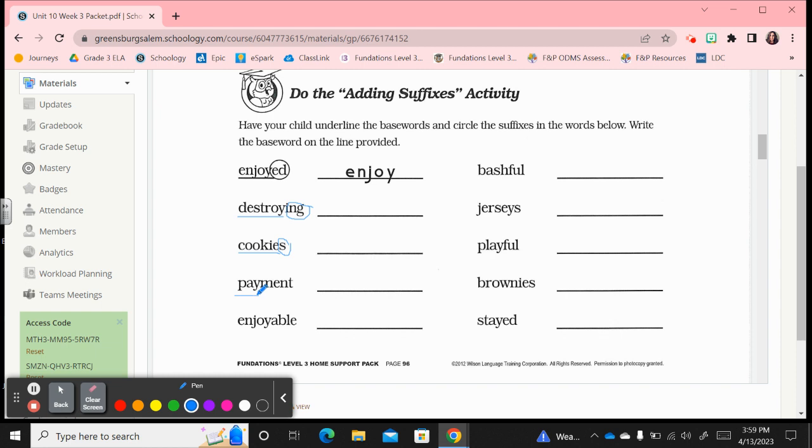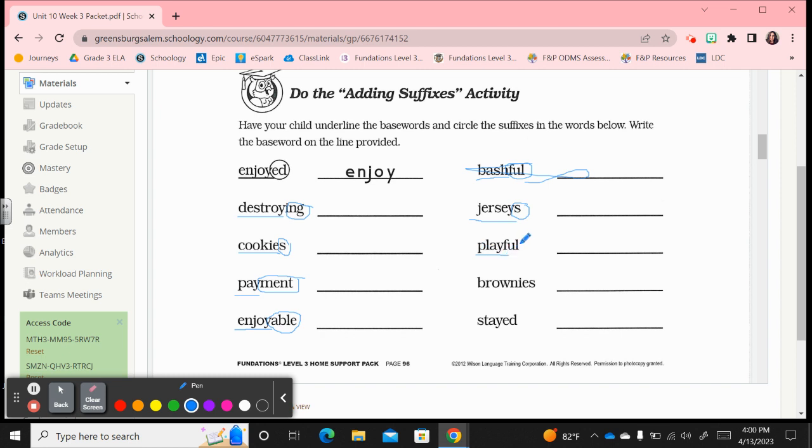We have pay is the base word, ment is our suffix. So pay is what you're going to write out. Enjoy is the base word. Able is the suffix. So please write enjoy for enjoyable. The base word is enjoy. Bashful. Bash is the base word. Full is the suffix. Please write, whoops, bash on the line. Jersey. That's singular, and then they made it plural, jerseys. Just write jersey on the line.